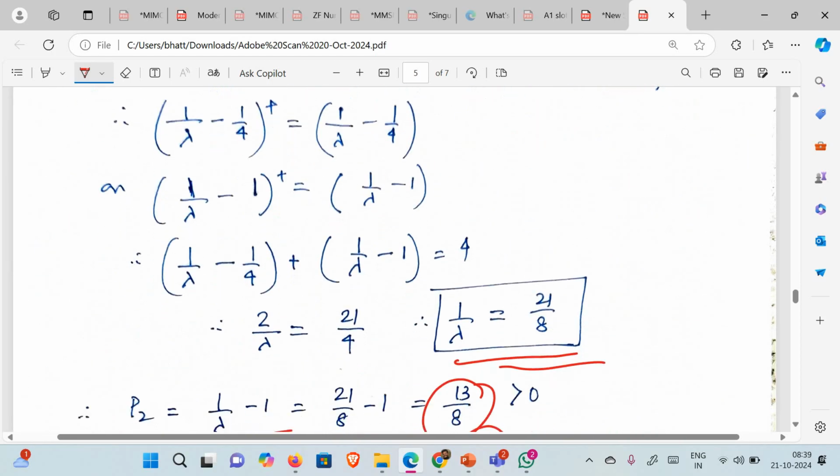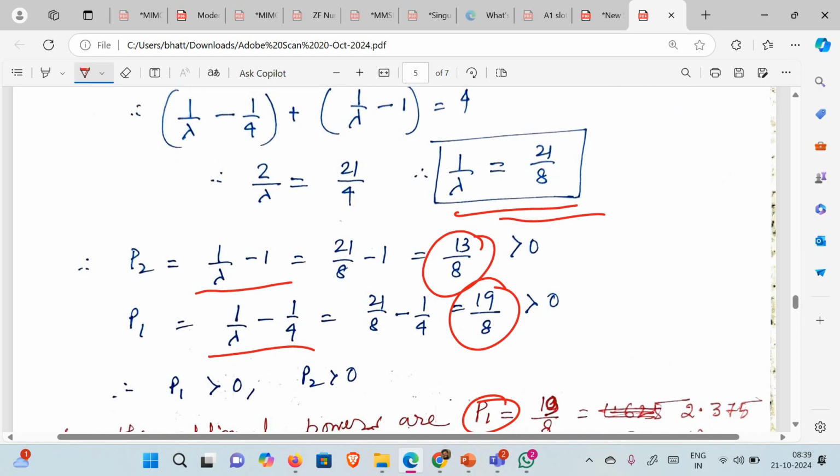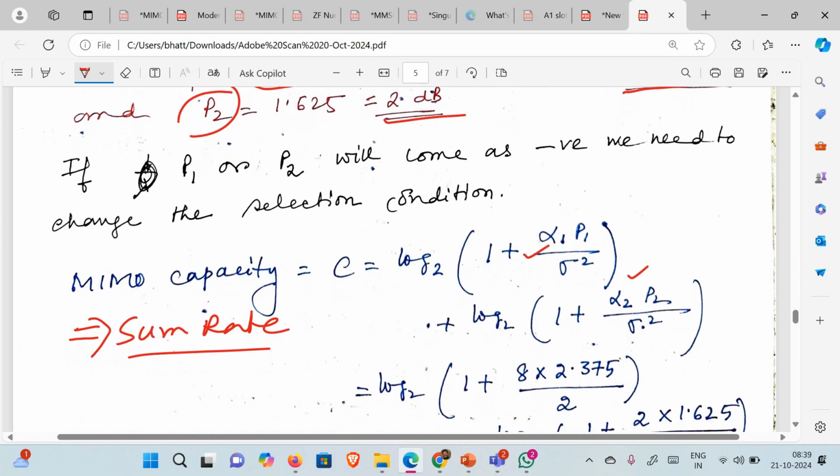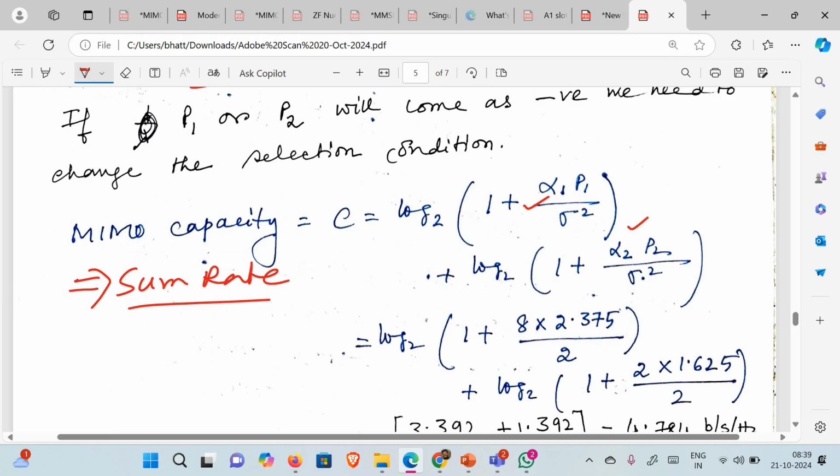If that 1 by sigma gives you a result where the allotted powers are greater than 0, we are happy with it, whatever be the power, that is not a concern for us, it should be greater than 0. If that is the case, then substitute the same power to find out the sum rate, which should be the maximum rate at which we can send the data across that particular set of channels. This is a very typical example of SVD and its application to MIMO channel capacity.